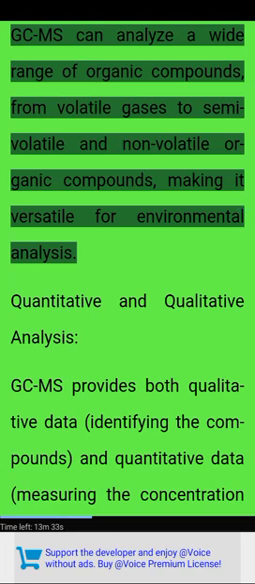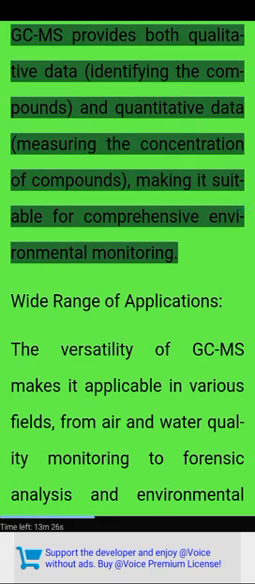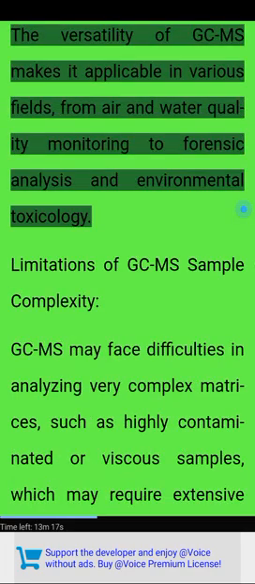GCMS can analyze a wide range of organic compounds, from volatile gases to semi-volatile and non-volatile organic compounds, making it versatile for environmental analysis. Quantitative and qualitative analysis. GCMS provides both qualitative data identifying the compounds and quantitative data measuring the concentration of compounds, making it suitable for comprehensive environmental monitoring. Wide range of applications.